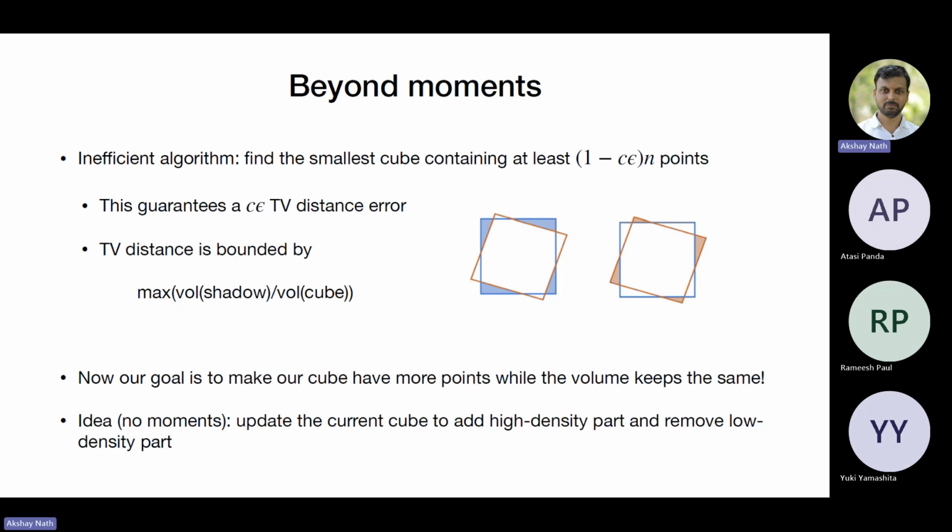So we'll use this idea from the inefficient algorithm. Now our goal is to make our cube have more points, while we try to keep the volume low. The idea is that there are no moments, so we just update our current cube to add those high density parts and remove the low density parts.